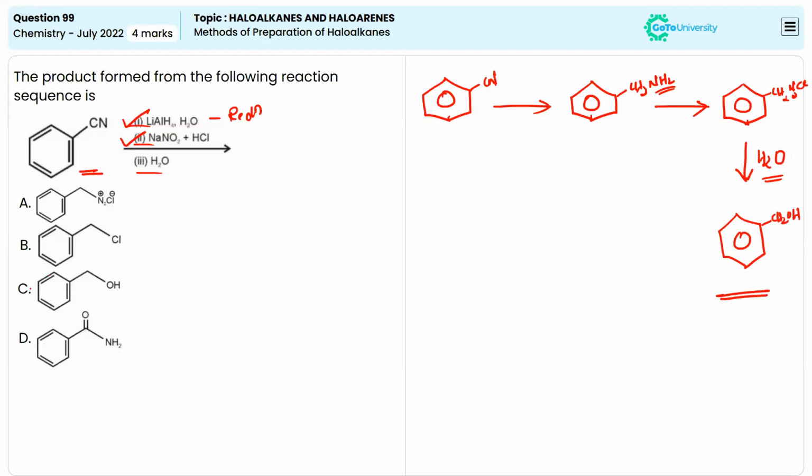From these options, the correct answer is option C, because this is indicating the CH2OH group. So these are the important questions from the chapter. Hope these are clear. So prepare well, all the best.